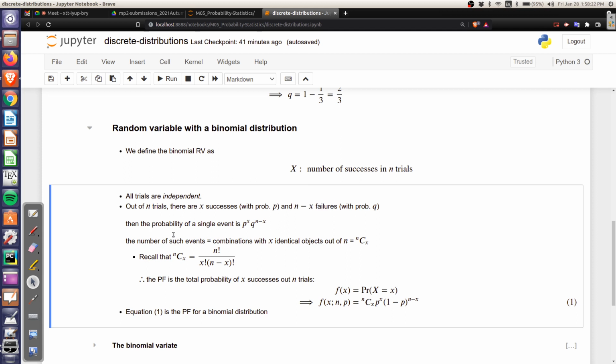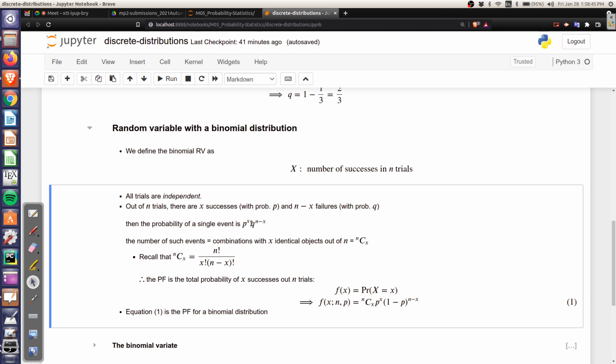Then one such event will be this, running it 100 times. So the probability of a single such event will be, because I have got success 30 times, the probability of success, which is 1 by 2, half, raised to the power of 30. And the probability of failure is also half, and we have to raise that to the power of 70. Why?